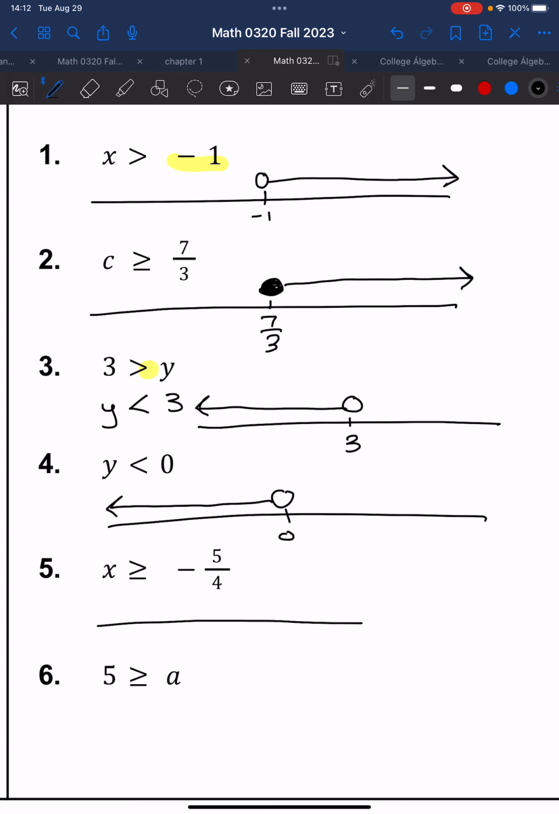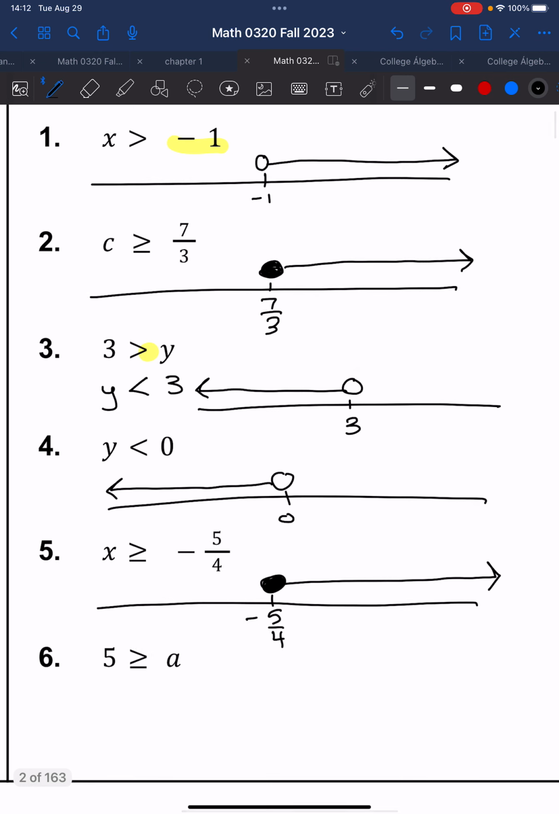Number 5, draw my number line, place my number, so in this case -5/4. And then this is saying x is greater than or equal to. So greater than tells us we're going to the right. That equal to tells us it's going to be a closed dot.